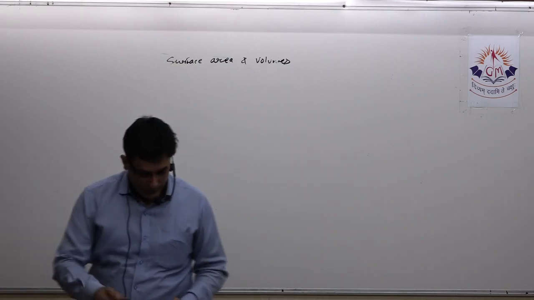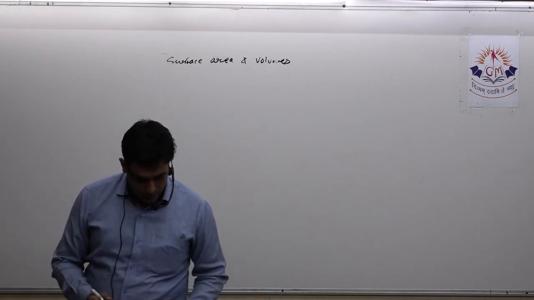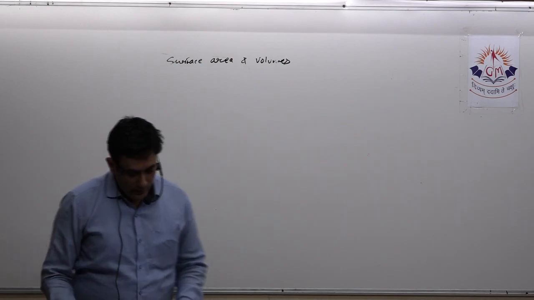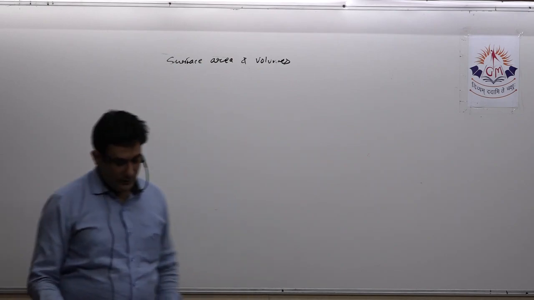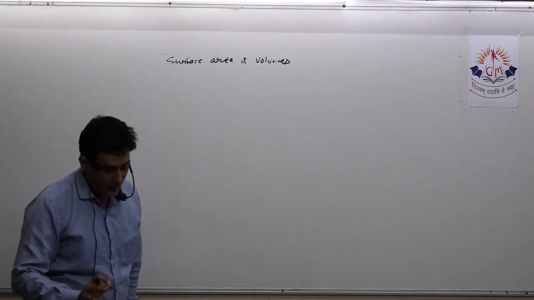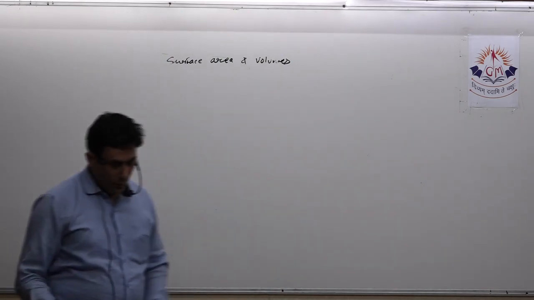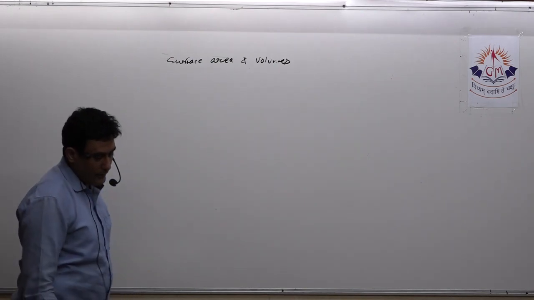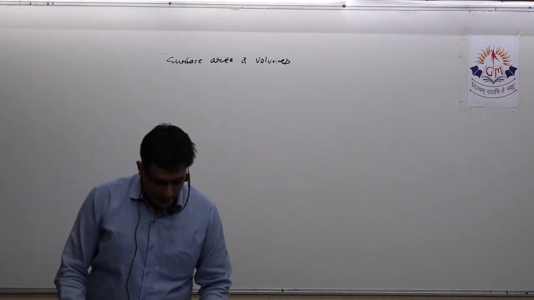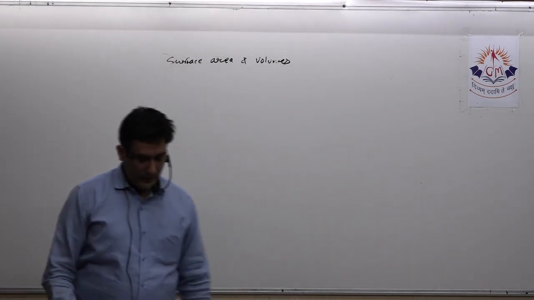Now next question, question number 4. It's the first one. A cubical block of side 7 centimeter is surmounted by a hemisphere. What is the greatest diameter the hemisphere can have?